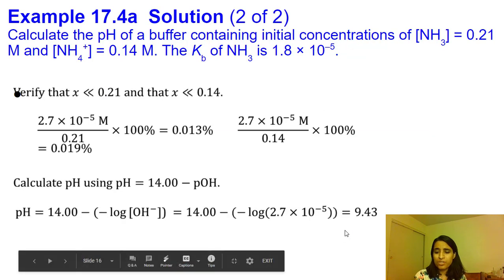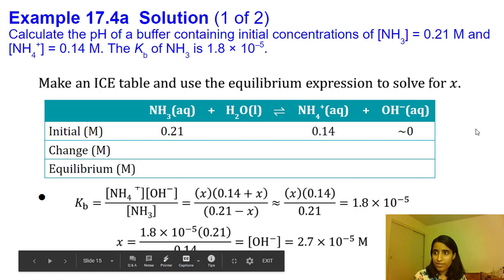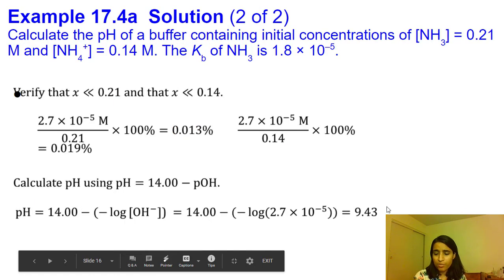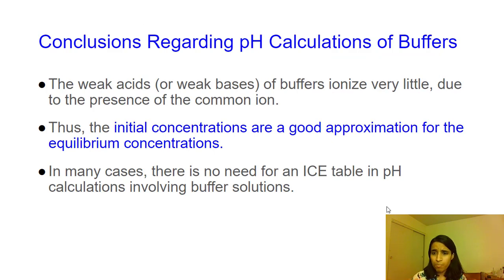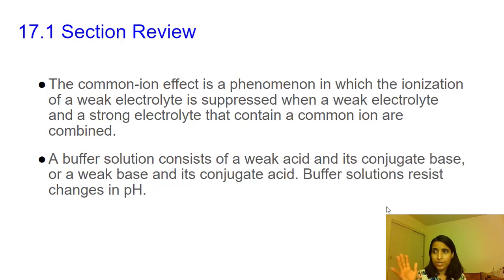And if you see in the previous question, even though we did negative x and all those things, we still got the answer as 9.43. So what this shows is that weak acids or weak bases in buffers ionize very little due to the presence of a common ion. Therefore, initial concentrations are a good approximation for the equilibrium concentrations. So in many cases, there's no need for an ice table in pH calculations involving buffers. In the next section, we are going to see a shortcut method of doing this.